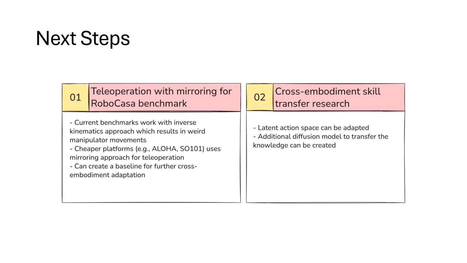On the second side, in the meantime, I am trying to understand how knowledge can be transferred from one embodiment to another. Here, I am focusing on the latent action space, which is a representation of the actions in a different way so that all the manipulators or robots can understand it. Also, additional diffusion models can be adapted to transfer one type of robot's image to another with the same action space.